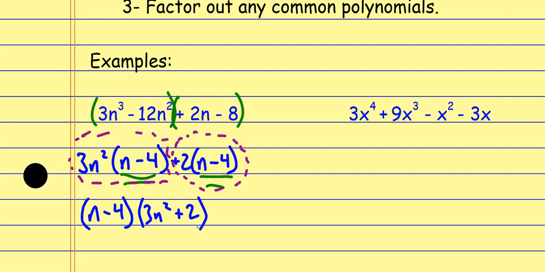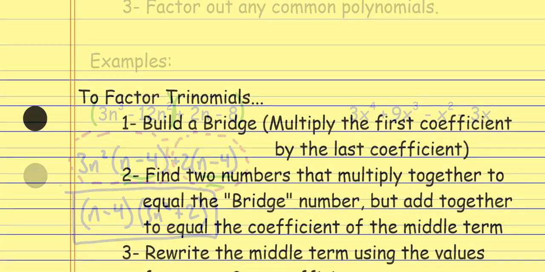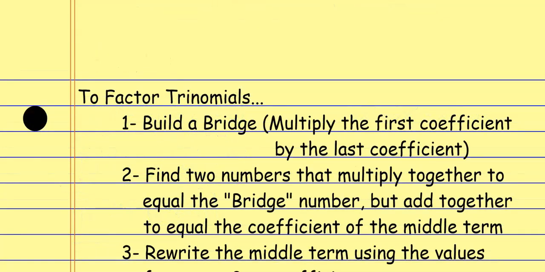I just imagine what would happen if I took away the n minus 4s. I'd be left with a 3n squared plus 2. Those are my 2 factors, and I have to have parentheses around them because I'm undoing the distributive property from 2 binomials, okay? Let's talk about factoring trinomials.